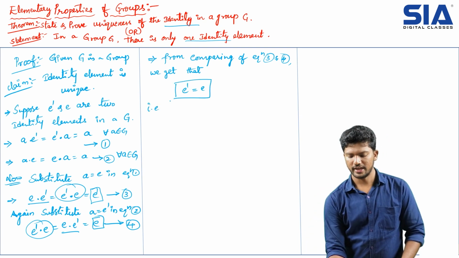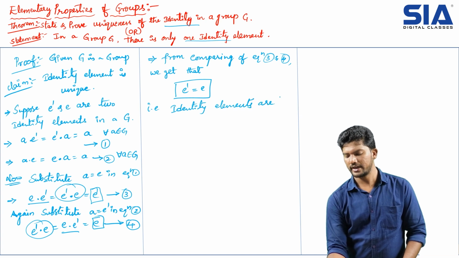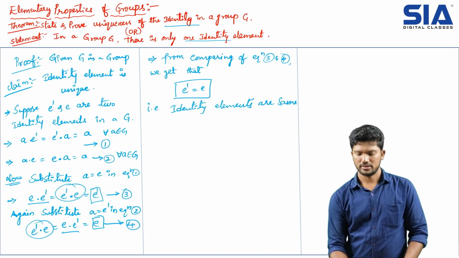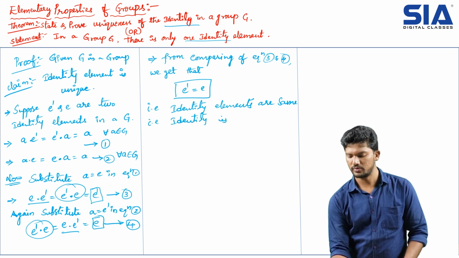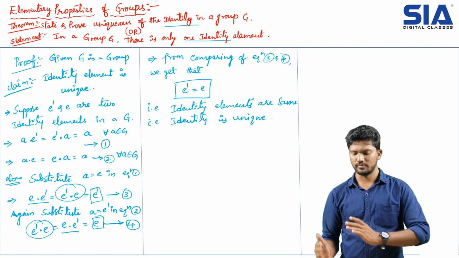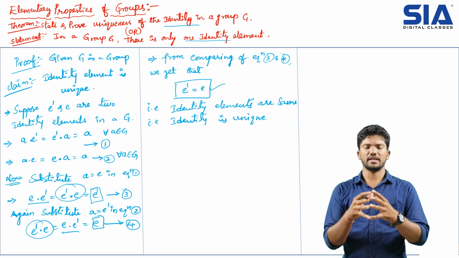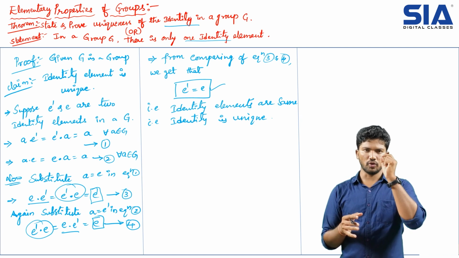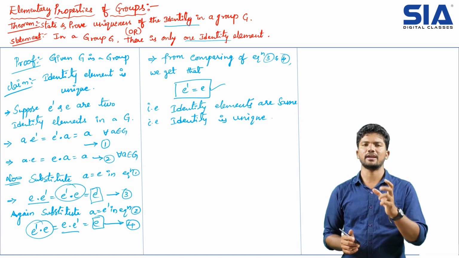That is, the identity elements are the same. That is, identity is unique. So at the start of the theorem, we took E dash and e as different identity elements. At the end of the theorem, we got that both are the same. Therefore, if you take any group, there exists only one identity element in every group. So this is the uniqueness of the identity element in a group.